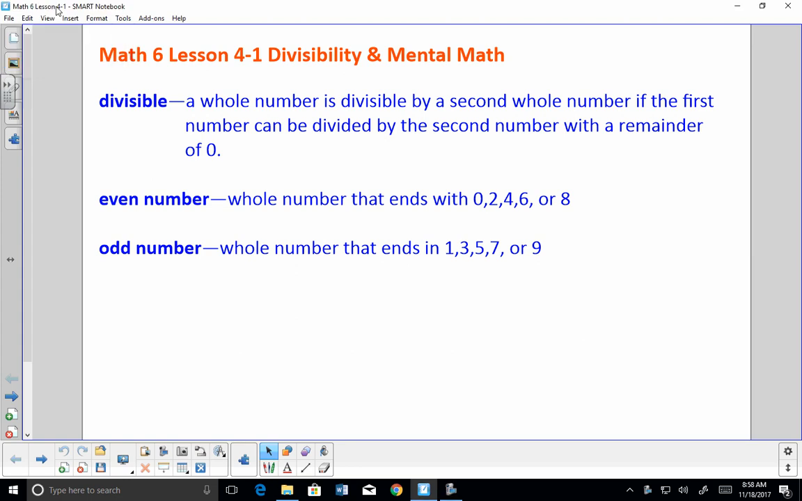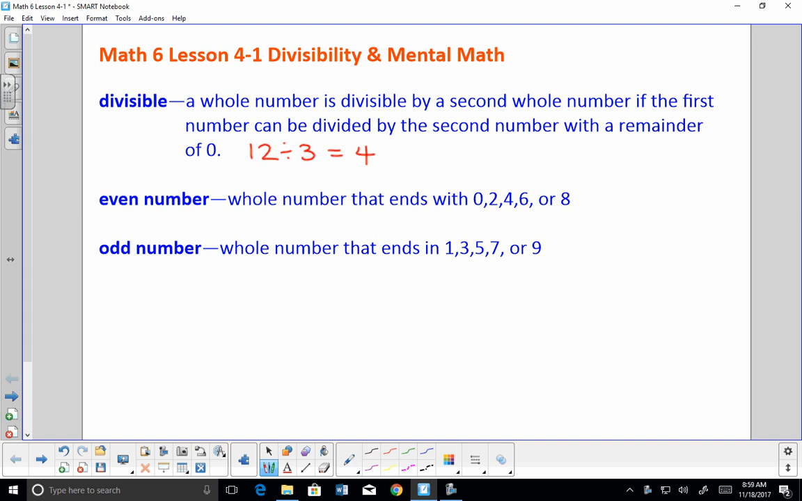This is Math 6, Lesson 4-1, Divisibility in Mental Math. Divisible. When something is divisible, that means a whole number is divisible by a second whole number if the first number can be divided by the second number with a remainder of 0. For example, 12 is divisible by 3 because 12 divided by 3 equals 4.